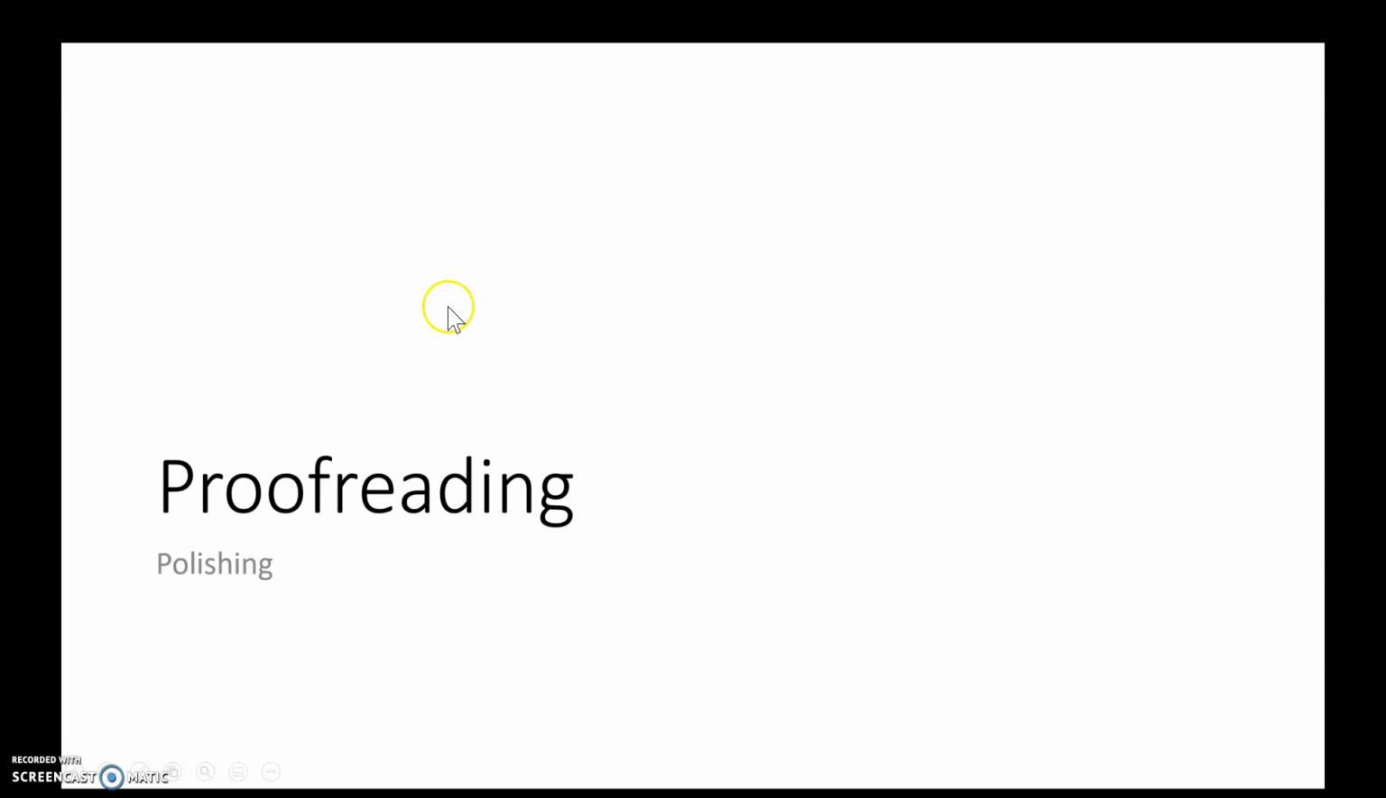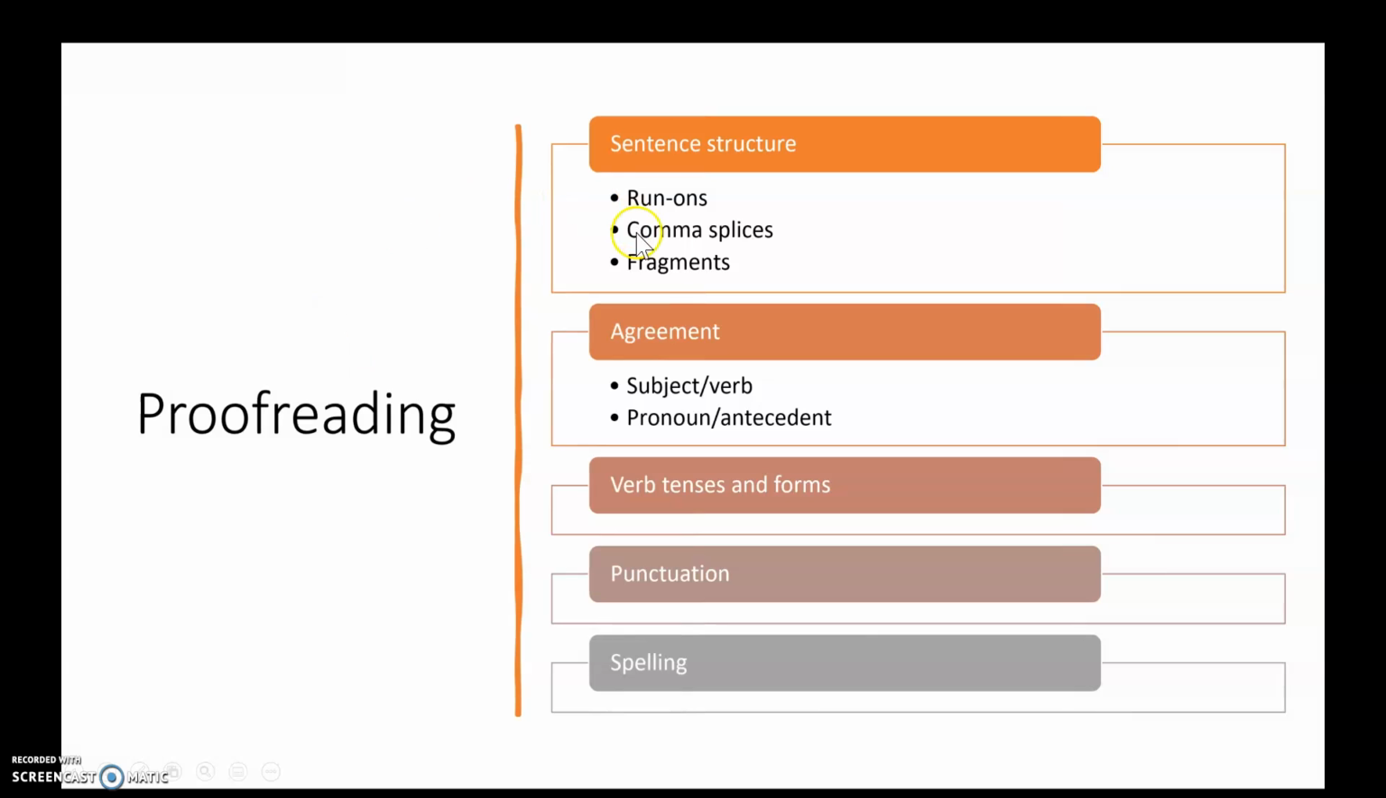Proofreading is the final step in the process, and this is about polishing everything up. So you want to look for things in sentence structure like run-ons, comma splices, fragments, fused sentences, anything like that. You want to check for agreement in your sentences. Make sure your subjects and verbs agree. Make sure your pronouns and antecedents agree. We haven't yet talked about these in this class, but we will soon.